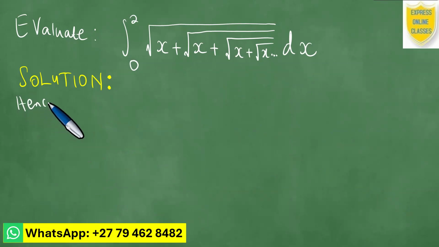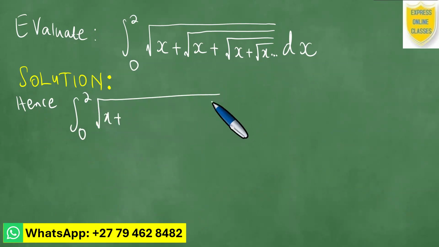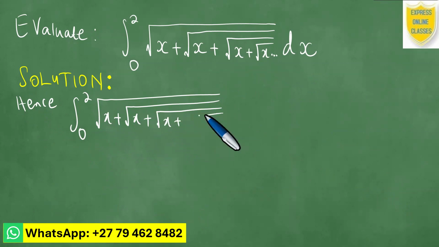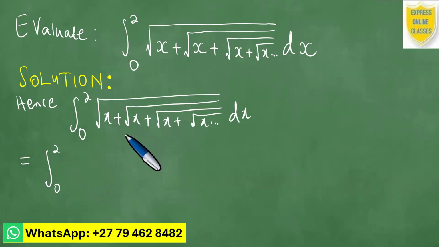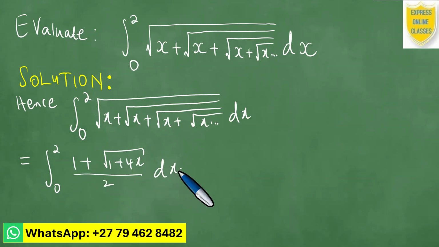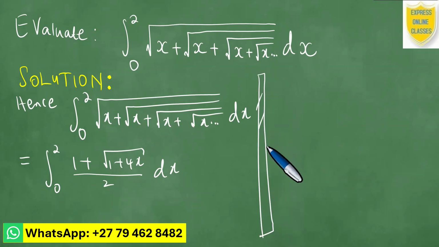Hence, the integral from 0 to 2 of the nested radical, with 4 x's visible under the radical sign, is the integral from 0 to 2 of y, which is 1 plus the square root of 1 plus 4x, divided by 2, with respect to x. Exactly this way.